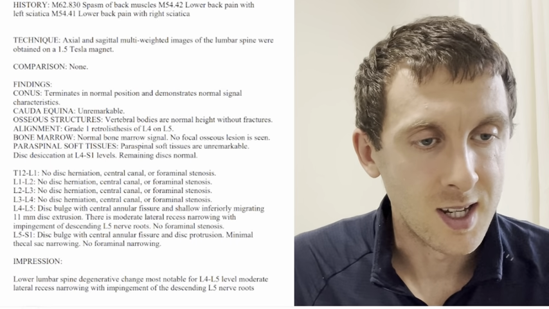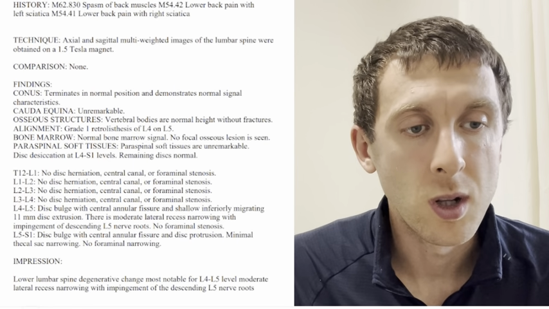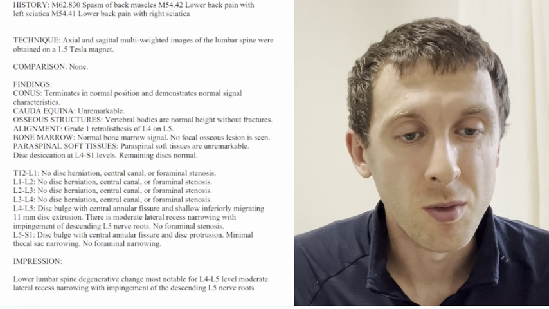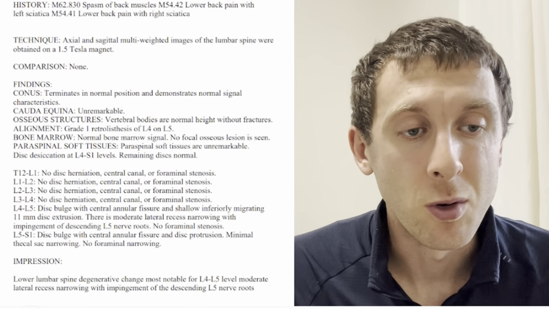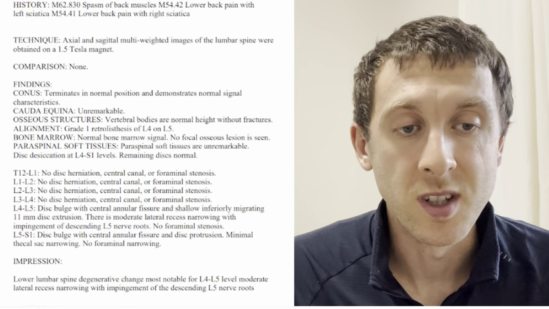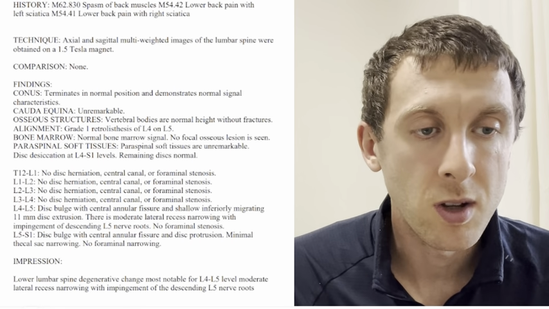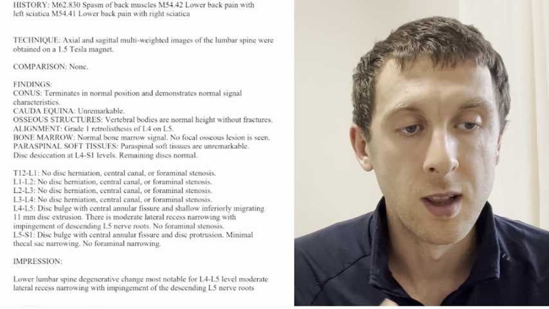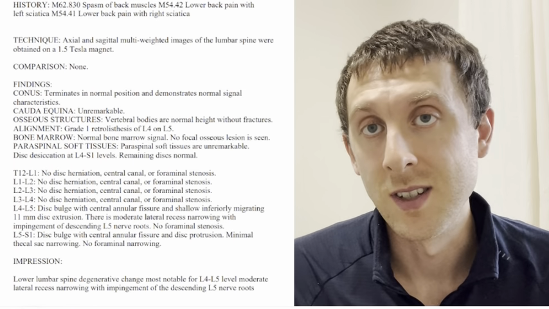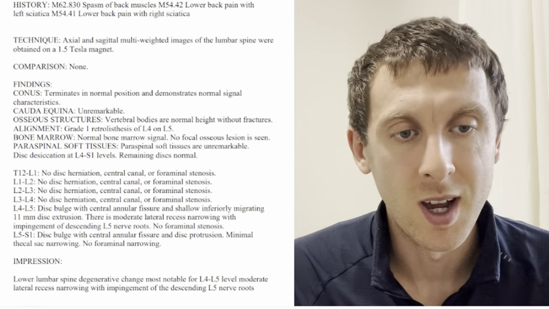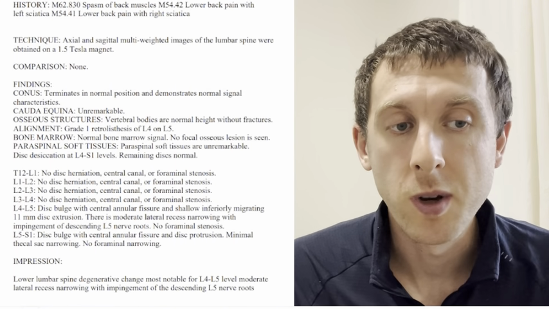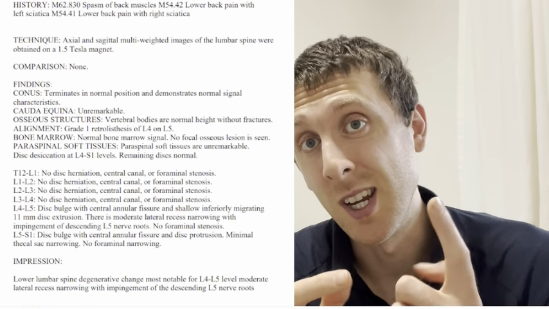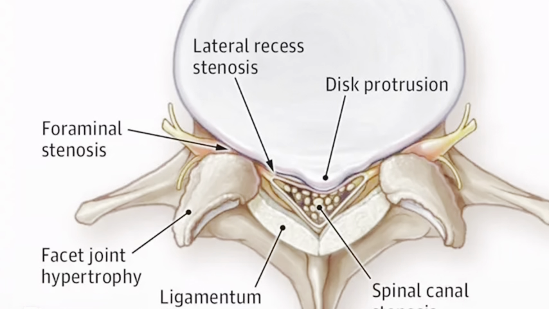So in this case it says under the impression, lower lumbar spine degenerative change most notable for L4-5 level, moderate lateral recess narrowing with impingement of the descending L5 nerve roots. Okay, so when I look at that, it says that there is some wear and tear changes, so lumbar spine degenerative change, and then it says it's most notable at the L4-5 level, where there's moderate narrowing. They grade how much narrowing there is qualitatively: mild, moderate, or severe.